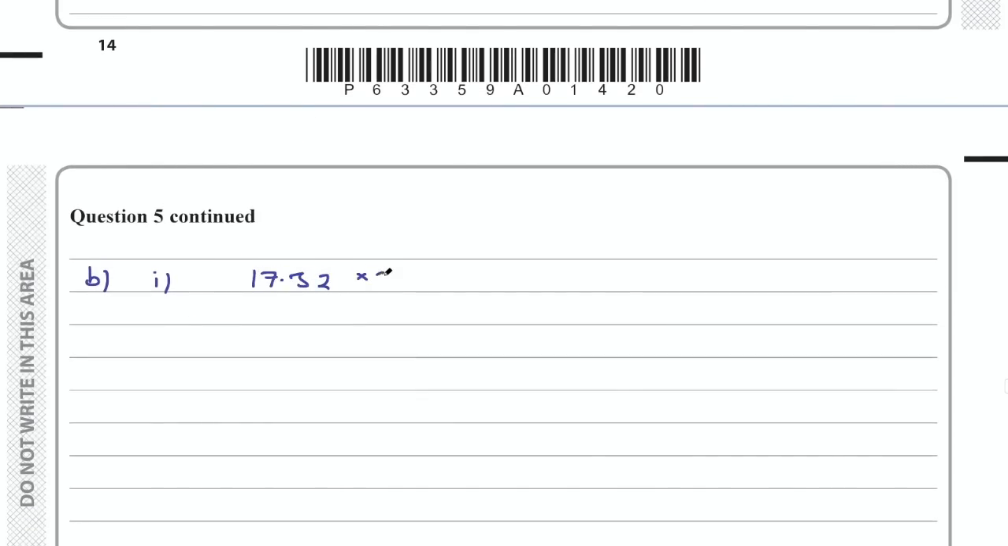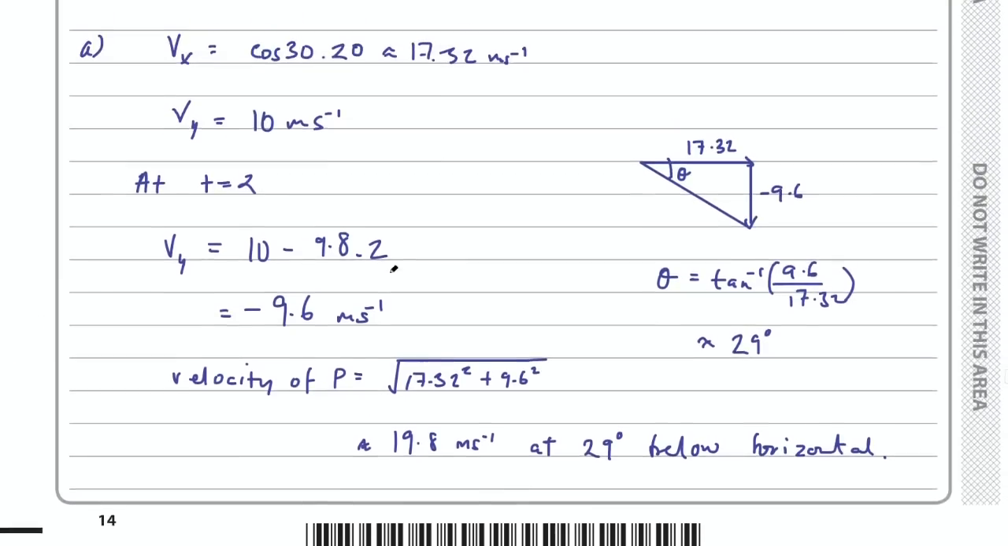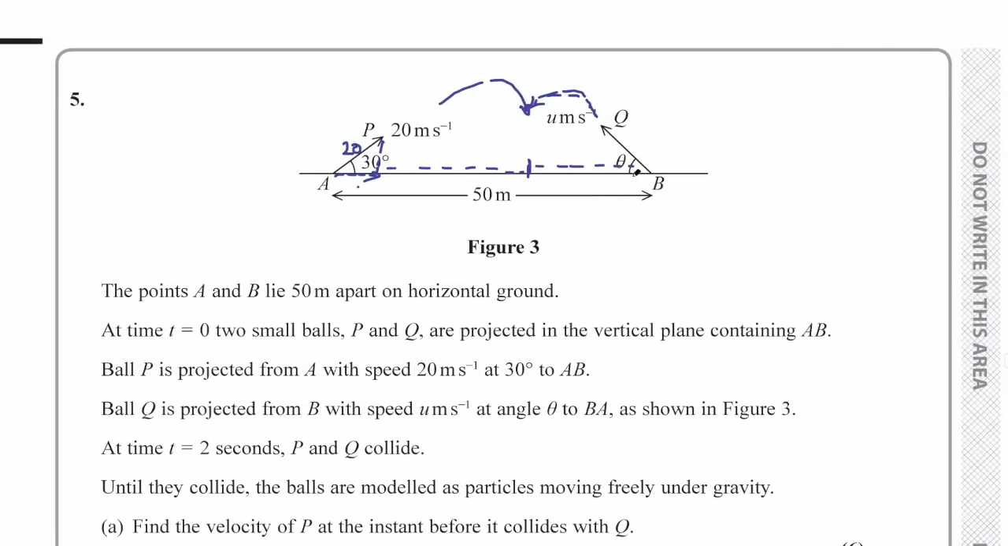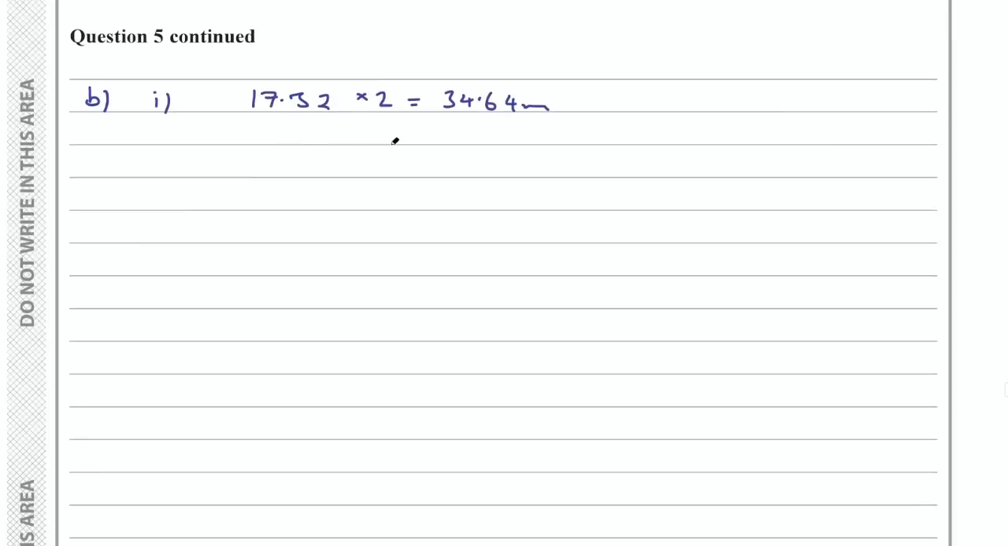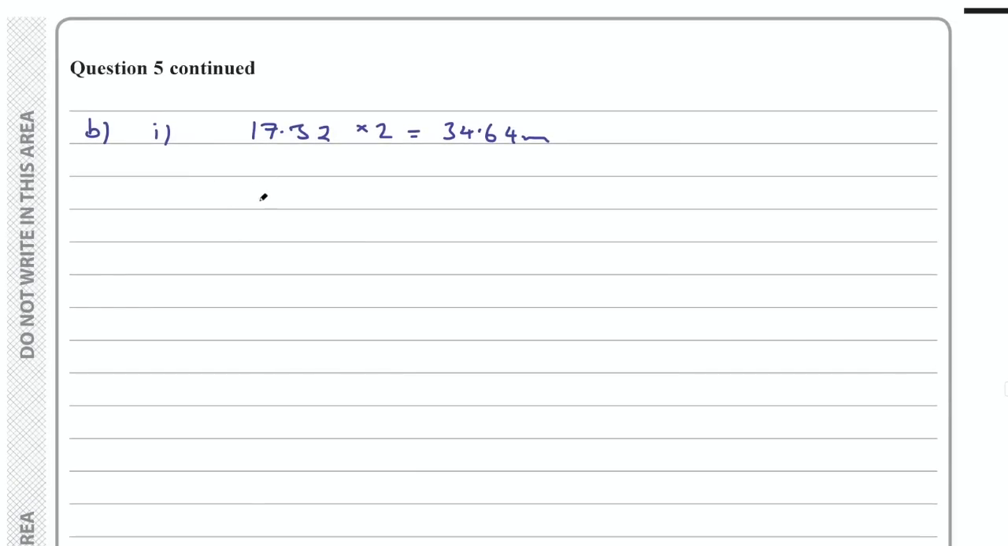17.32 times the time. I don't need a calculator for that. I'm getting lazy. This is going to be 34.64 meters. And because we know they were fired 50 meters apart, we can work out this is going to be 50 take 34.64, that's going to be 15.36 meters.